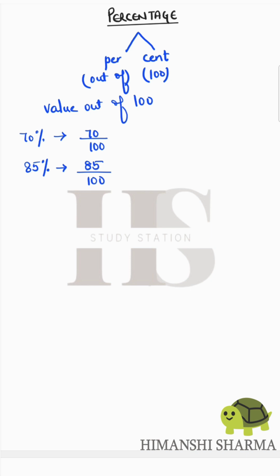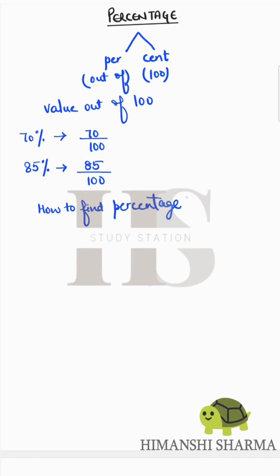Now in this case, how to find percentage? To find percentage, it's very easy. In order to find percentage, we simply multiply by 100. Let's suppose this is 7 and I need to find percentage. So what would be 7 in terms of percentage? Since I need to find percentage, I'm going to multiply it by 100. So here my answer is 700%.